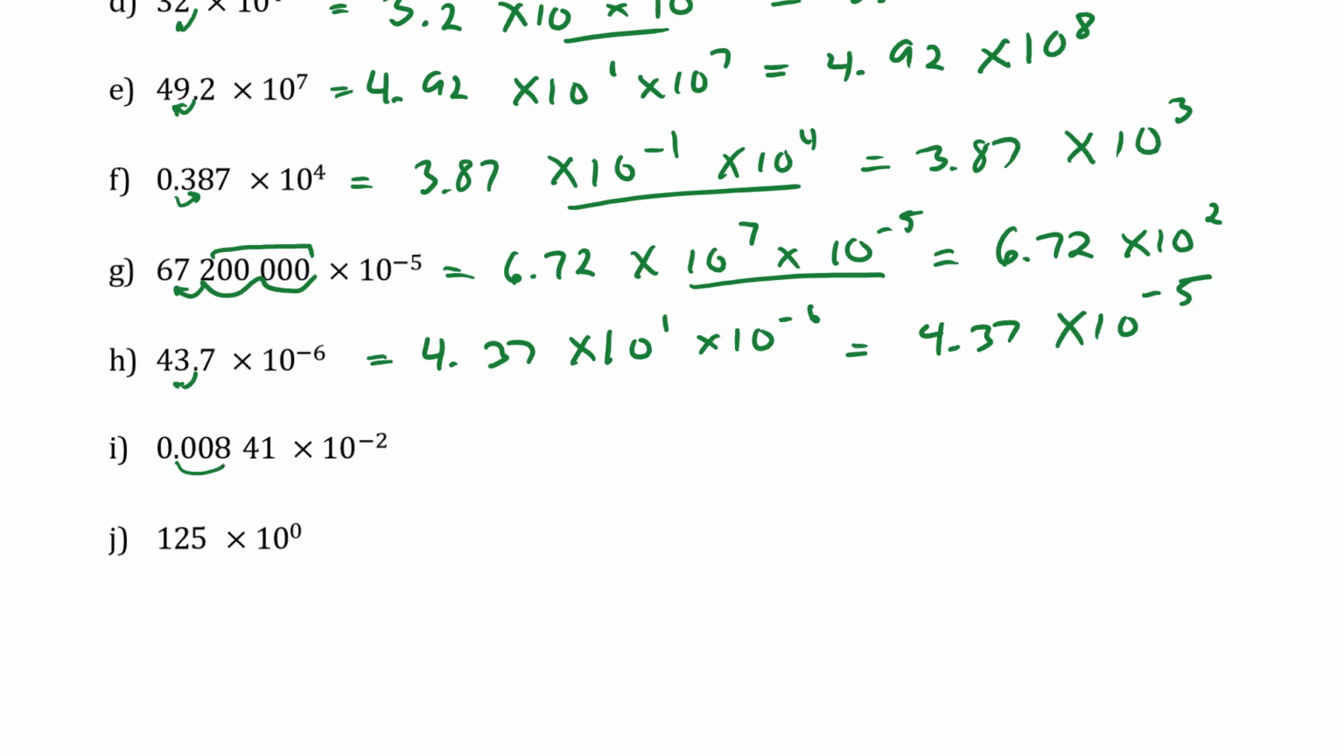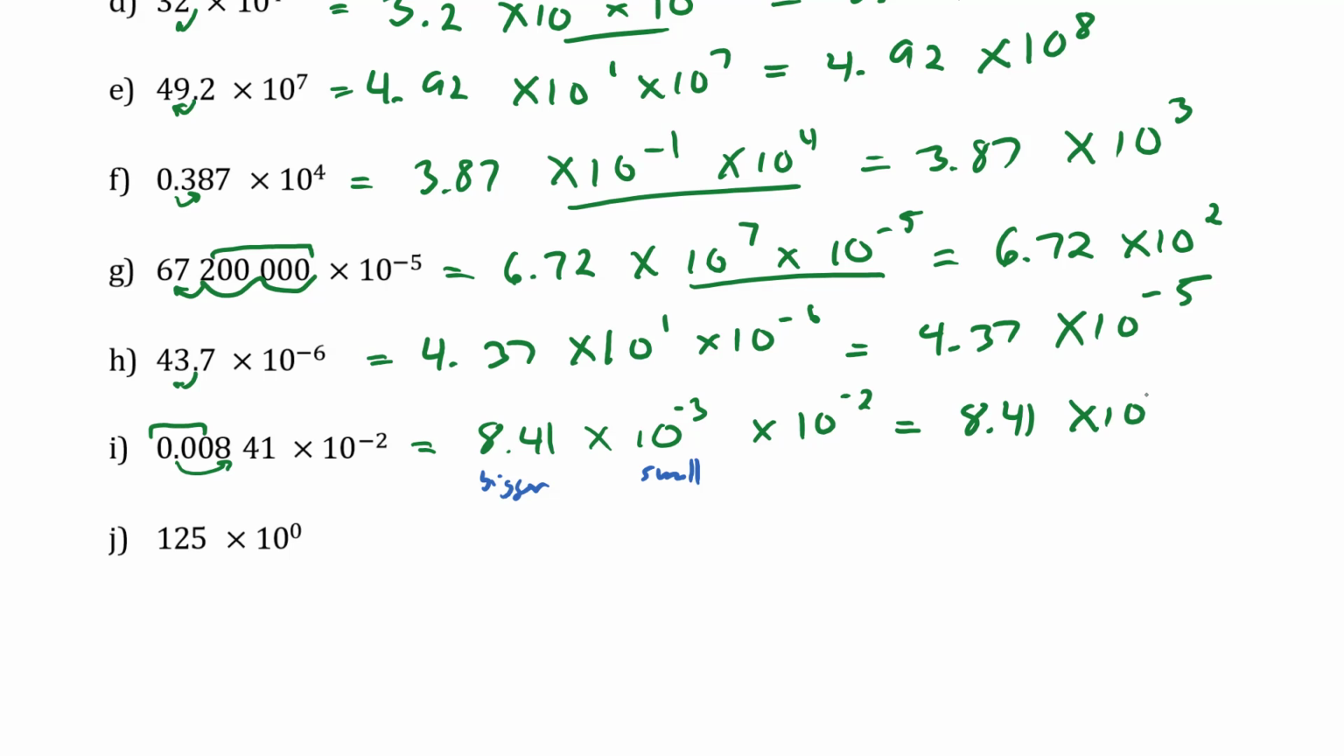Next one, move this over 3 decimal places. 8.41. Again, those zeros are only placeholders. Times 10. I move this over 3 decimal places. I made a small number bigger, so to offset that, I have to make this number negative, right? This is a bigger number, so I have to make this a small number. Times 10 to the minus 2. 8.41 times 10, minus 3 plus minus 2 is minus 5.